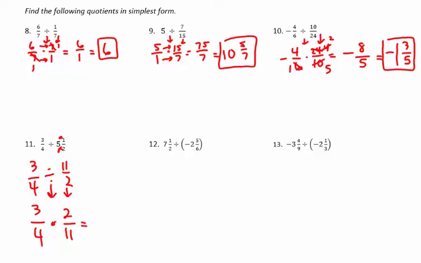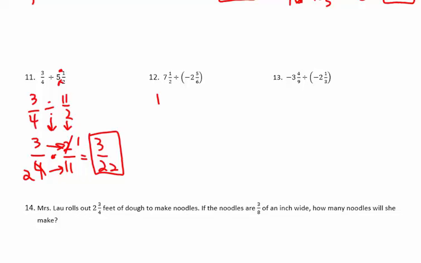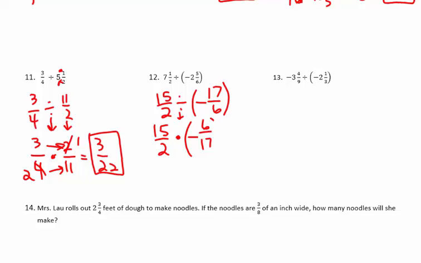I can reduce the 2 and the 4 diagonally by 2. So that's a 2 and a 1. And I multiply across and get 3/22. And that is reduced as far as it can go. Number 12, I change them into improper fractions first. So that's 15/2 divided by -17/6. Leave the first fraction alone, change it to multiplication, and I flip this fraction around to 6/17.